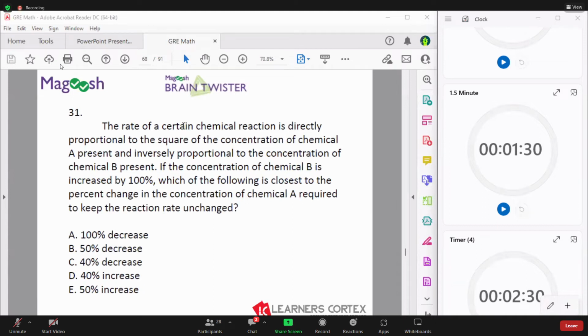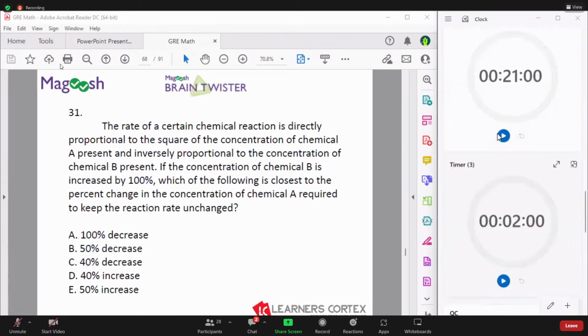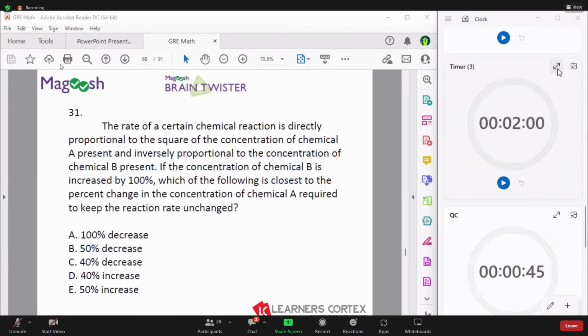The rate of a certain chemical reaction is directly proportional to the square of the concentration of chemical A present, and inversely proportional to the concentration of chemical B present. If the concentration of chemical B is increased by 100%, which of the following is closest to the percentage change in the concentration of chemical A required to keep the reaction rate unchanged? Very interesting question again.